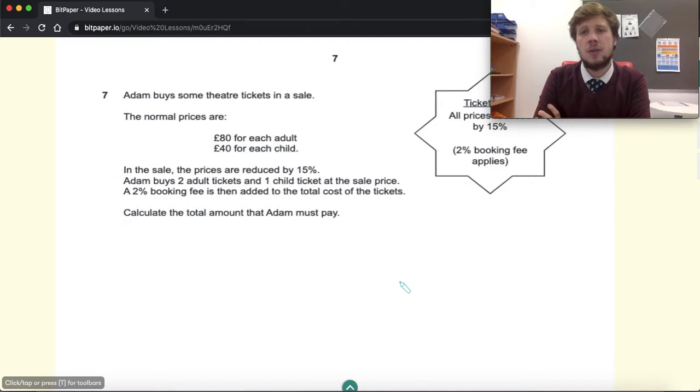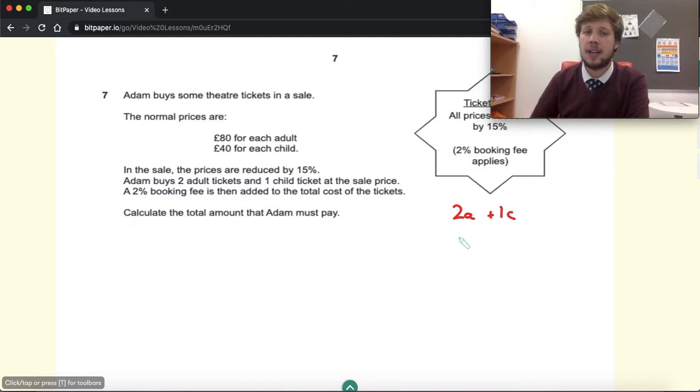Question 7, talking about Adam, who buys theatre tickets in a sale. The normal prices are £80 for each adult and £40 for each child. In the sale, the prices are reduced by 15%. He buys 2 adults, 1 child. Just going to make a note of that. A 2% booking fee is added on.